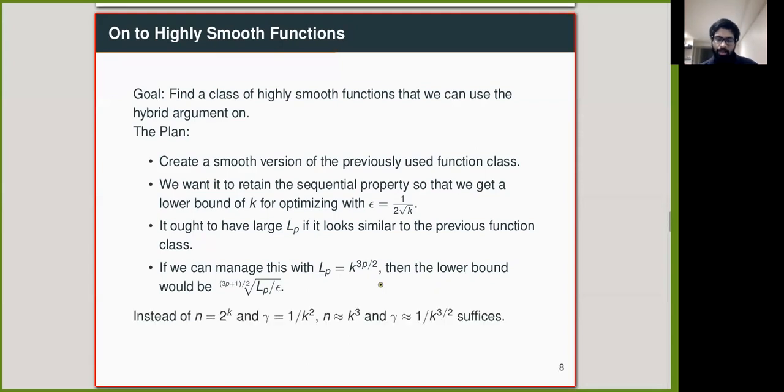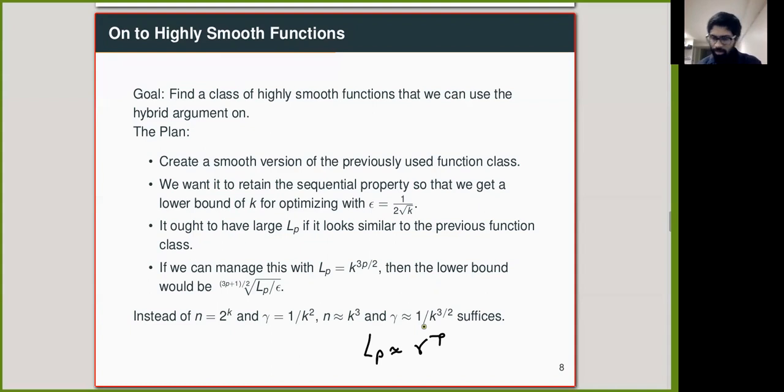And this whole lower bound idea that we've spoken about till now, it didn't need n to be exponentially large. N could just be around k cubed, and gamma could be around 1 by k to the 3 by 2. This is important because we're actually going to show that Lp is approximately gamma to the minus p. We're going to smooth it in such a way that Lp is approximately gamma to the minus p. And that's exactly what we wanted. So we don't need to worry about the nasty 3 by 2 and stuff. We just need to compare it to gamma.